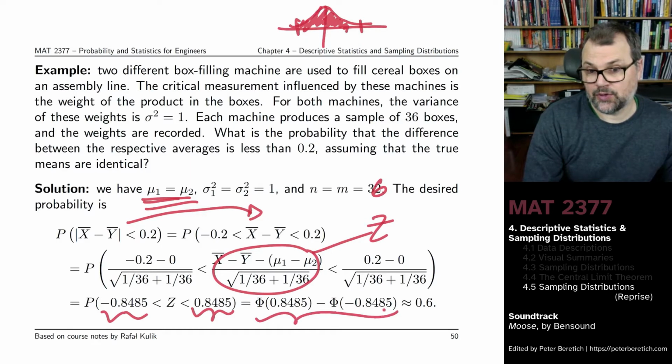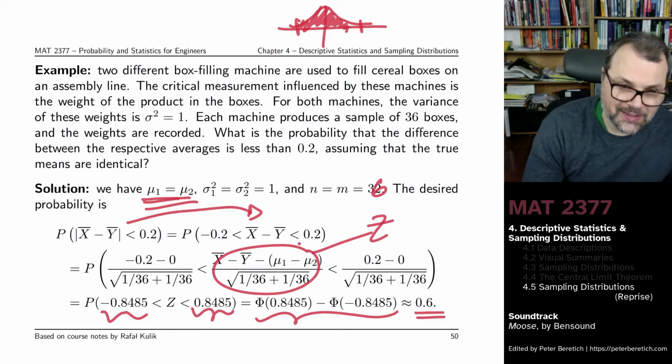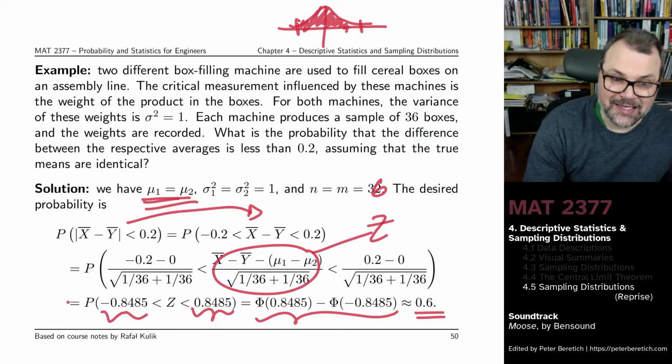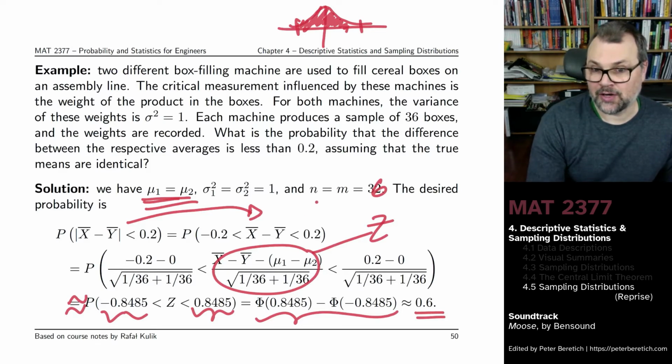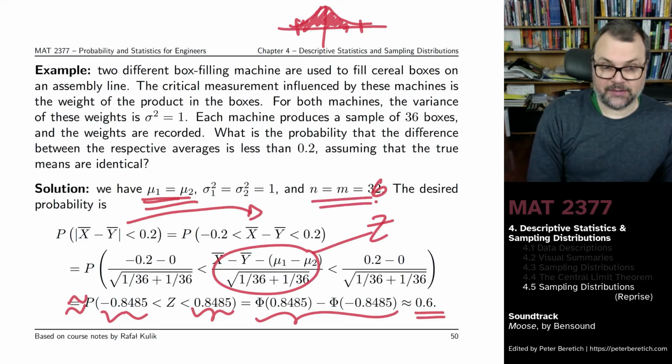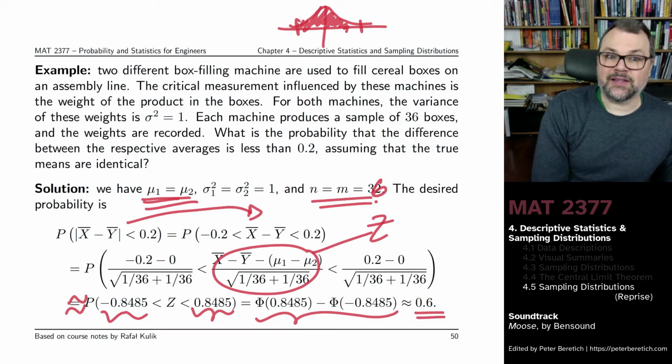So this is this expression that we've seen before, just with different values here. Go to the table, go to R, and you will get that this probability is about 0.6. Now I wrote equality here, but this is a limiting result. You only have equality in the limit when n and m have both gone to infinity, and this isn't what we have here. N and m are resolutely finite. This is an approximation. So there's 60% chance that your sample means will be within 0.2 units of weight from one another, given that the variance for each machine is 1.